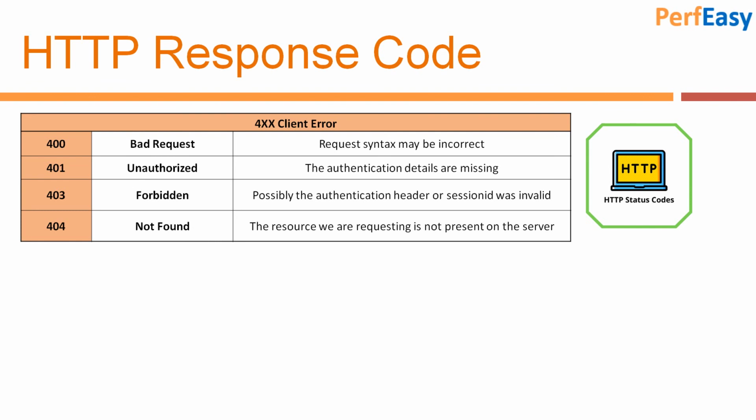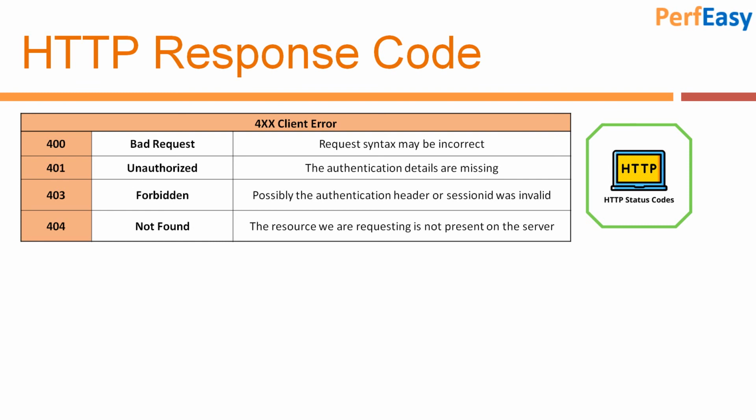400 errors are client errors, as I already said, meaning there is some issue on the client side or some problem in the request itself. The first one is 400 Bad Request. 400 means that the request syntax is incorrect. Possibly, in place of HTTP, I have typed something like HTTP AP, or in the request header field I am sending something wrong, some invalid keyword. So the request syntax is not correct, and then we are going to get a 400 error message.